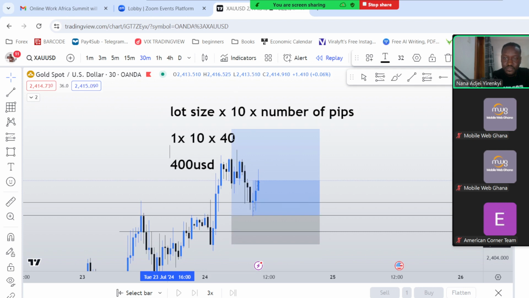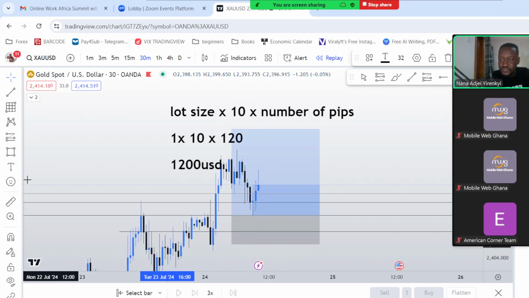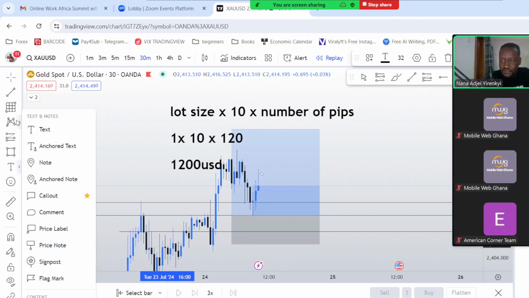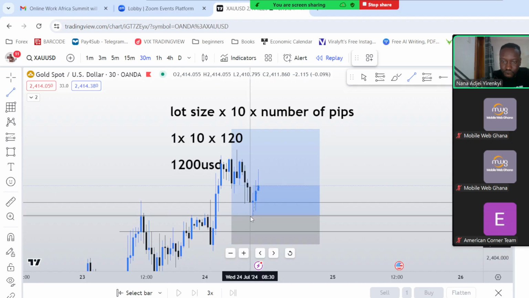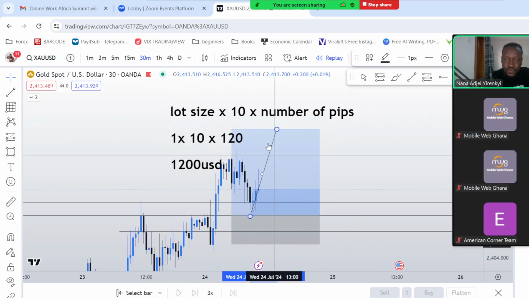So instead of 40, I'm going to multiply the 10 by 120, which will give me 1,200 US dollars. So if price comes all the way and I hold my trade well enough, and it comes all the way to hit my target over here, I'm going to earn 1,200 US dollars on this single trade.